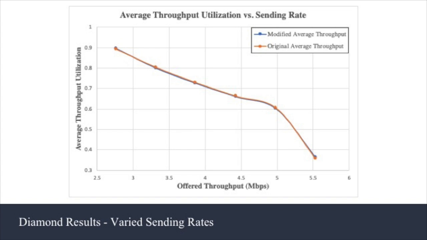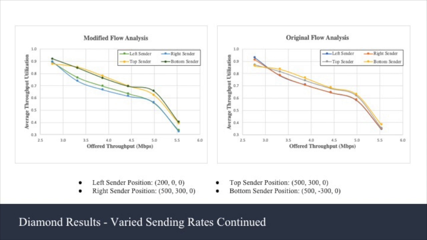at least on average. You can see that as the offered throughput increases, we achieve a smaller percentage of that offered throughput. And this, once again, boils down to the fact that we are unable to perceive the acknowledgments coming from our receivers. This brings us to our final graphic, which is a node-by-node comparison of the modified flow analysis on the left and the original flow analysis on the right.